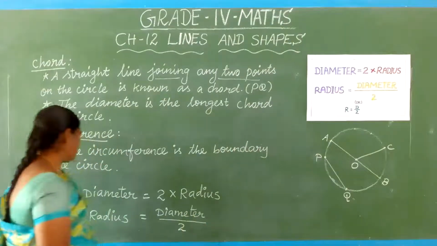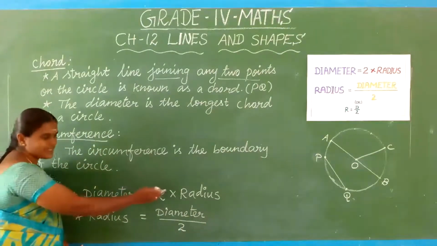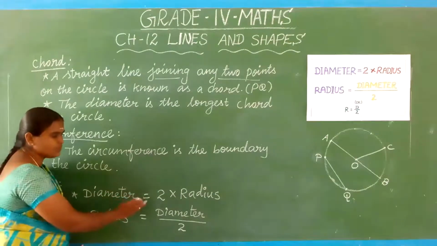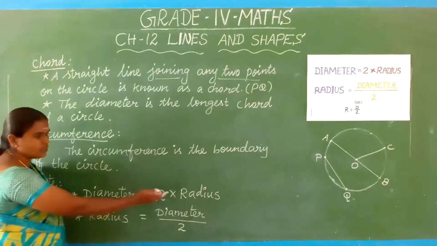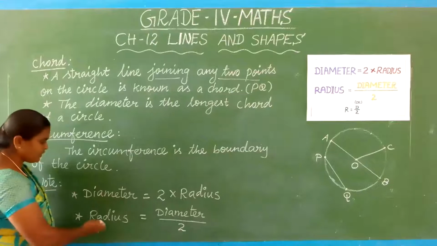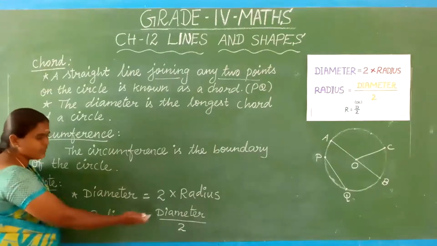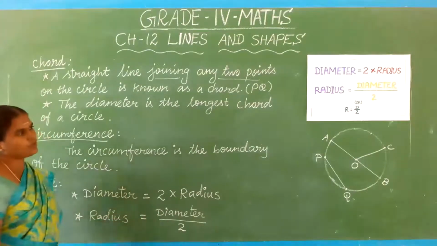Next one, formula. Suppose you have to find the diameter and the radius is given. What is the formula? Diameter equals 2 into radius. Here the diameter is given, find the radius: radius is equal to diameter by 2. So these 2 formulas are very important.